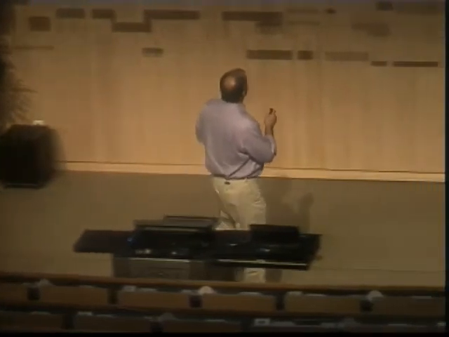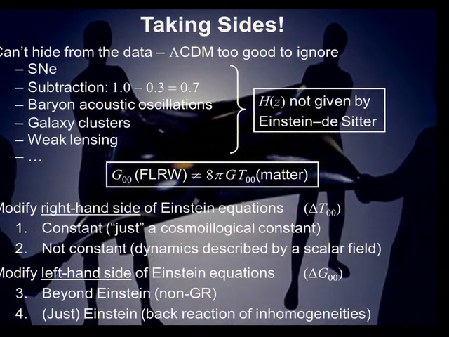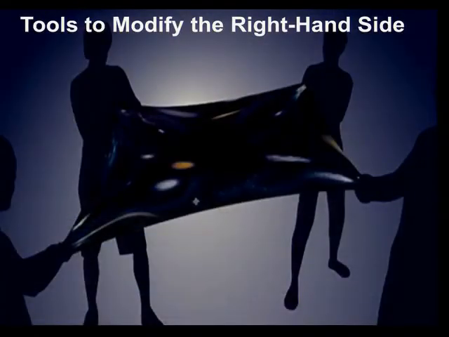So it seems like a reasonable thing to do. So we can change the right-hand side, we can also change the left-hand side. And changing the left-hand side may tell us that the observations are pointing to the fact that there's some theory of gravity beyond Einstein that we have to take into account. And another possibility is that it's just Einstein's theory of gravity, but this is modified due to, well, maybe I won't talk about it, I'll just mention the back reaction of inhomogeneities. So first, let's look at the tools we might have for modifying the right-hand side of the Einstein equations.